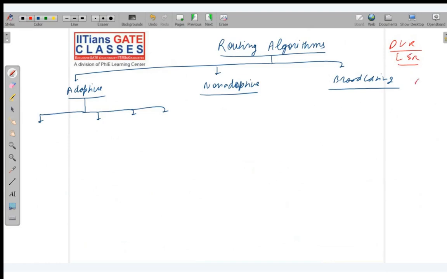Rather, they have asked in MSQ which of the following is a broadcasting algorithm. Which of the following is an adaptive algorithm, like this. So you should know this chart properly. Try to follow it.